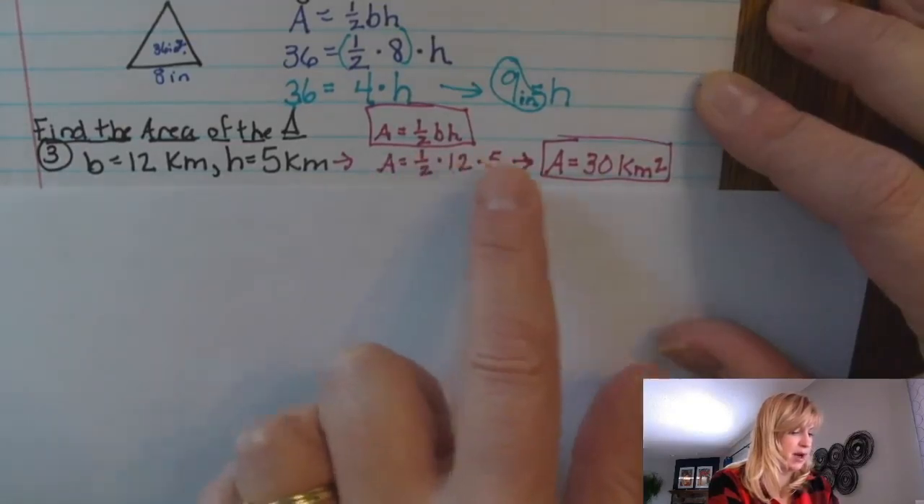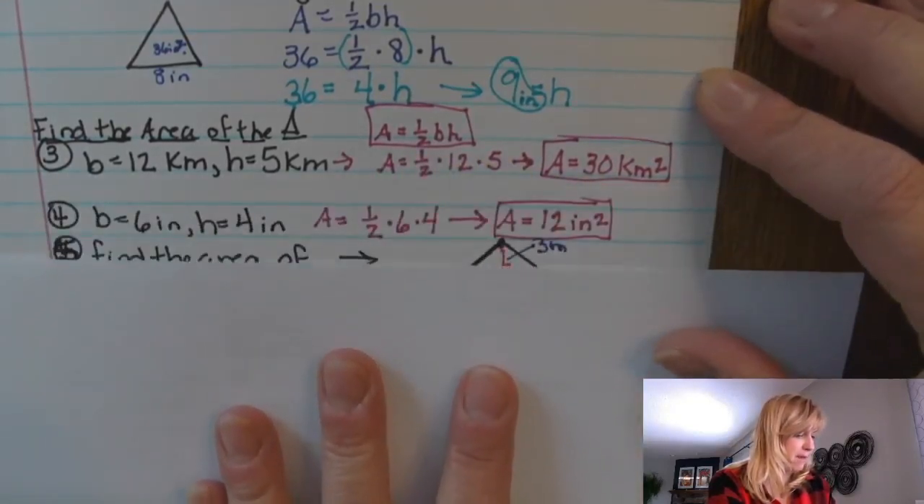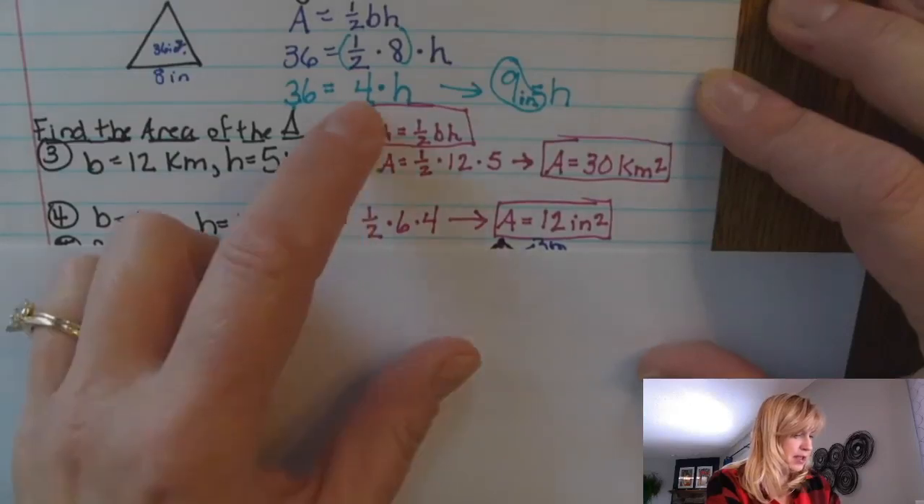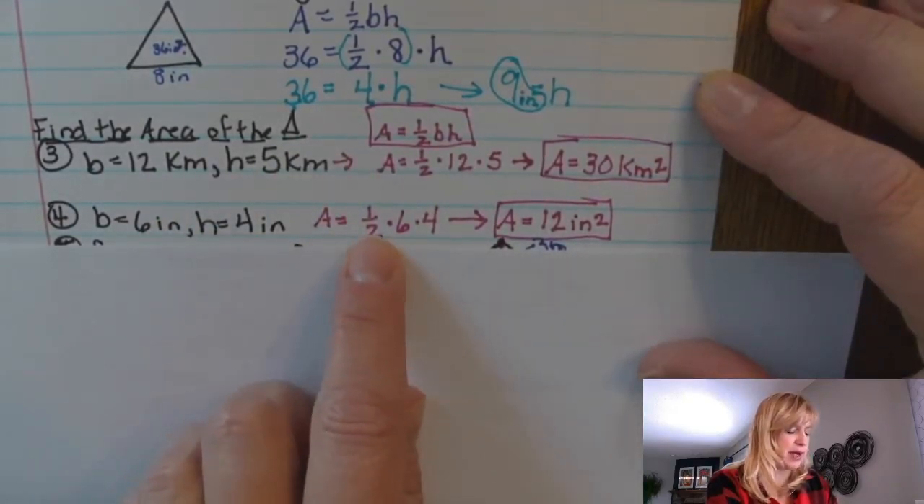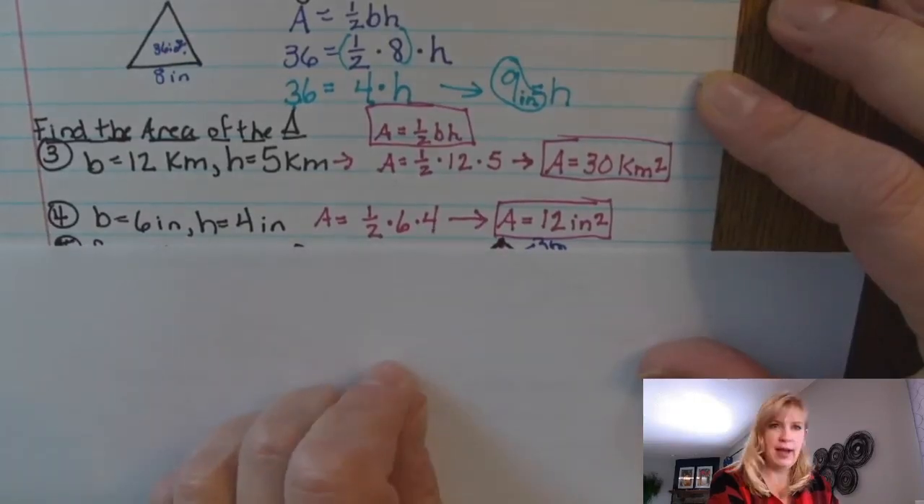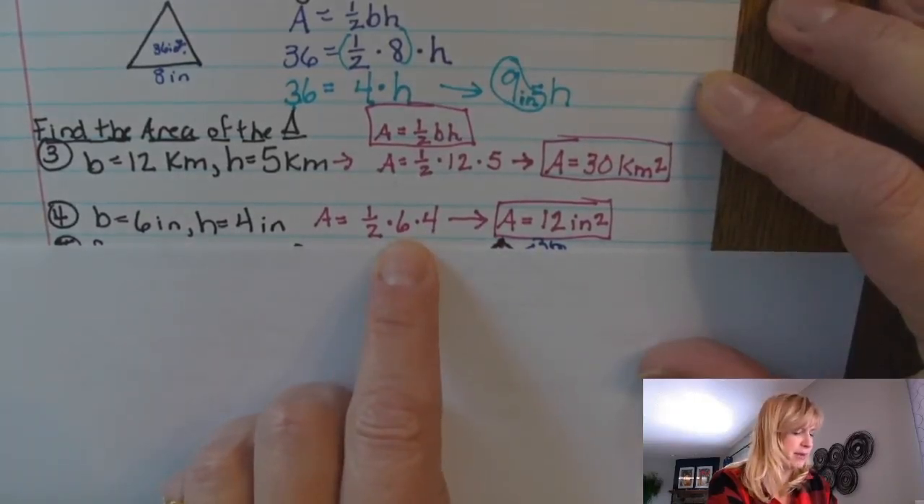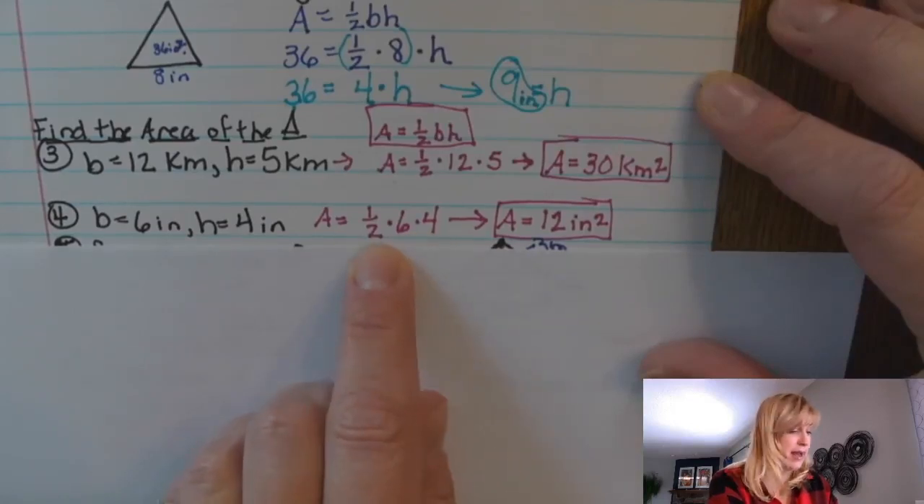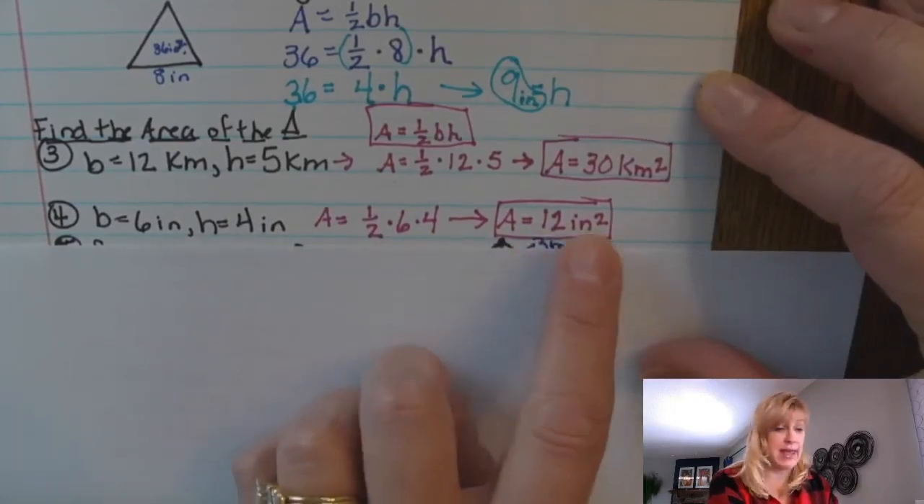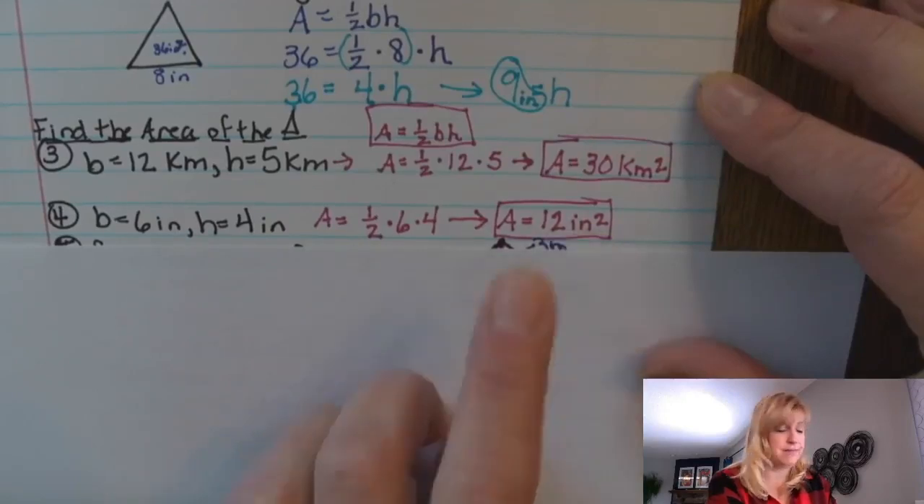Notice my writing all of my steps here. This one, I just used this right up here, and I substituted in area equals 1/2 times 6 times 4. Again, you can do half of 6 times 4 is 12. You can do 6 times 4 is 24, and then half of that still equals 12 inches squared.